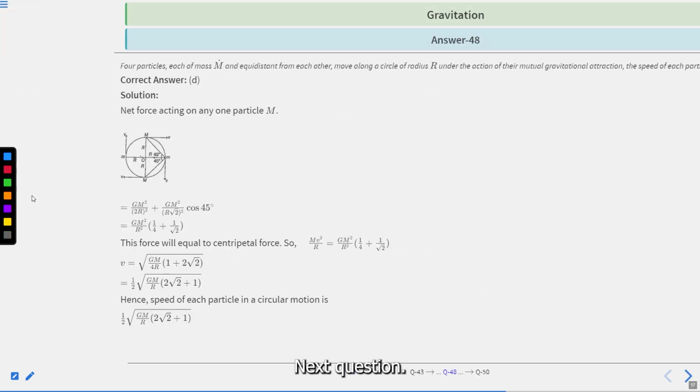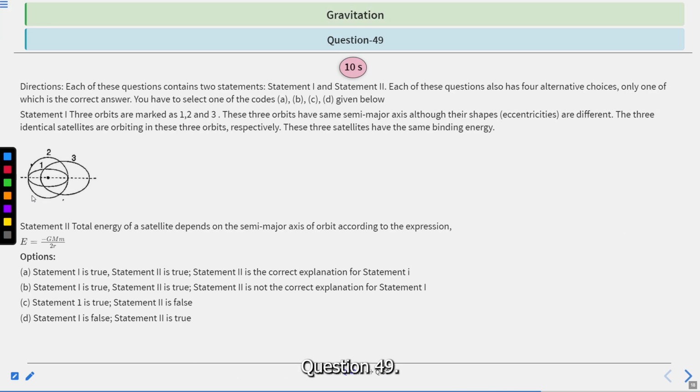Next question, question 49. This is an assertion or reason type question. Directions: each of these questions contains two statements, statement first and statement second. Each of these questions also has four alternative choices, only one of which is the correct answer. You have to select one of the codes A, B, C, D given below.